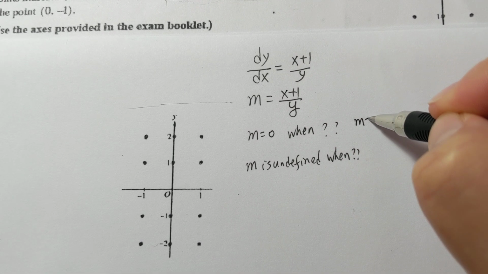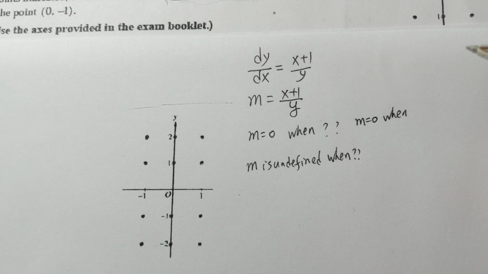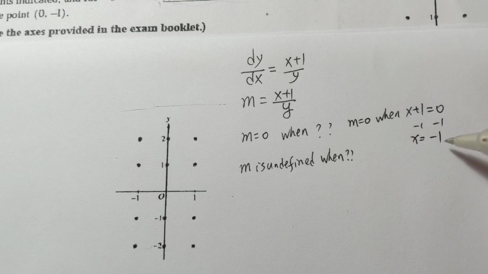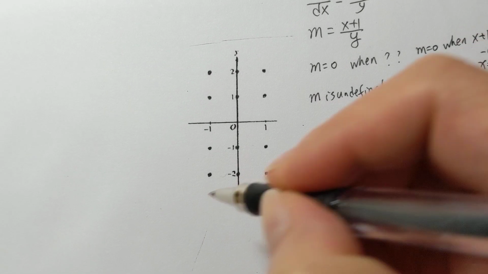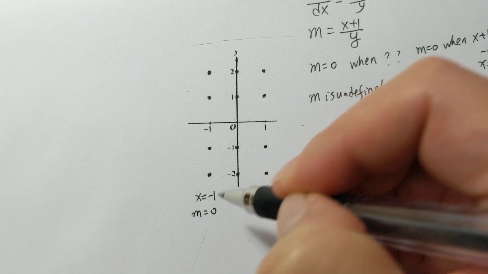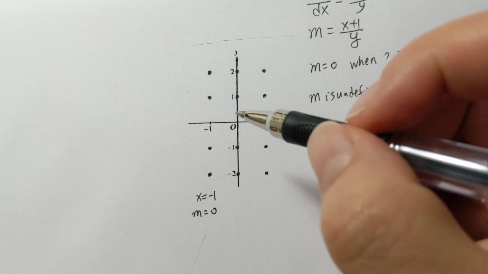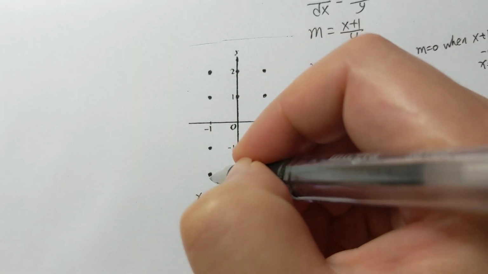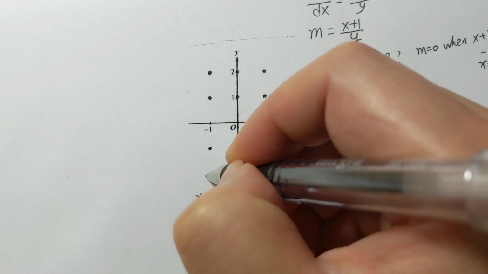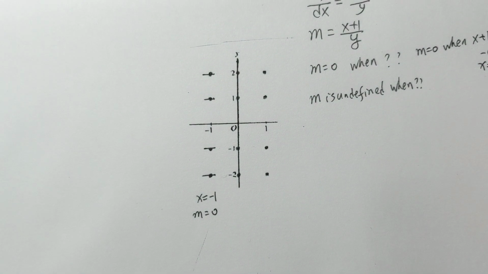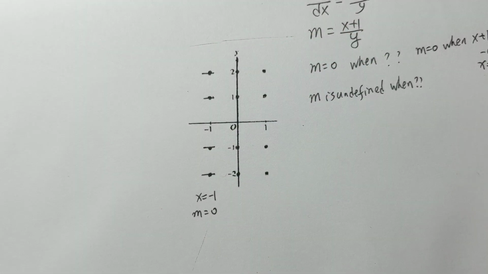So we say that m equals 0 when the numerator equals 0. That means when x equals -1, we get slope equal to 0. So over here, x equals -1 is an entire column with m equal to 0, which just means we are going to draw a line segment with slope 0 on this column. To refresh our memory, a horizontal line has m equals 0. So we draw a horizontal line segment on each dot over here.